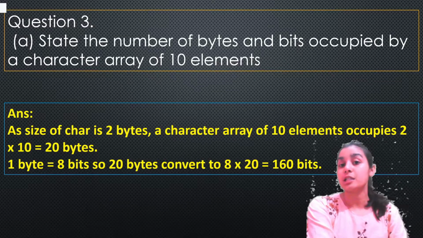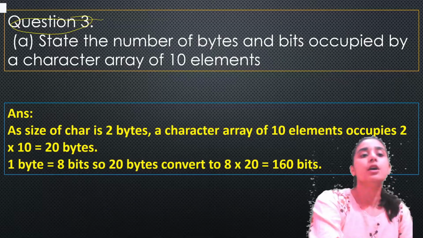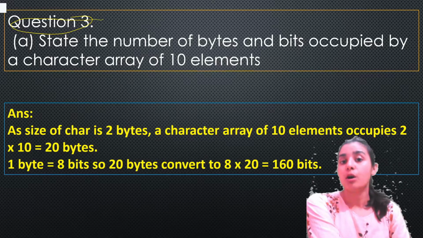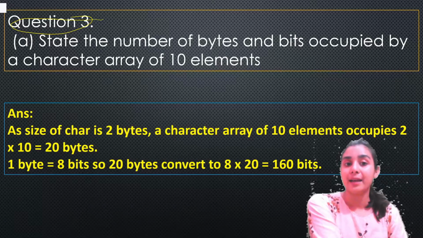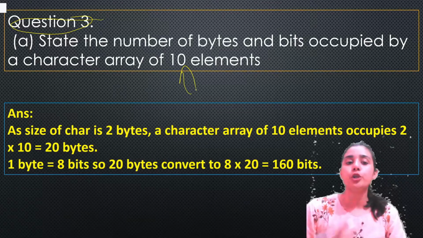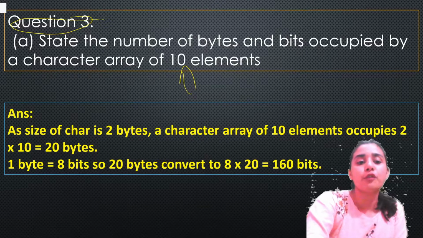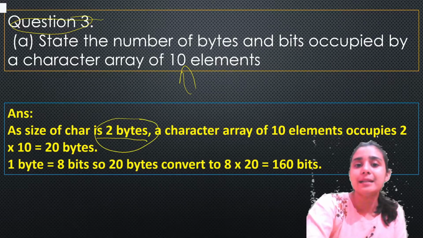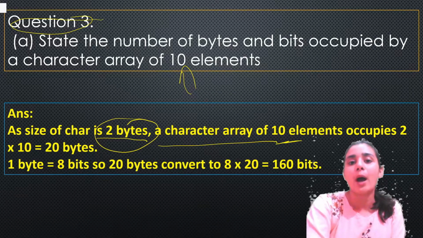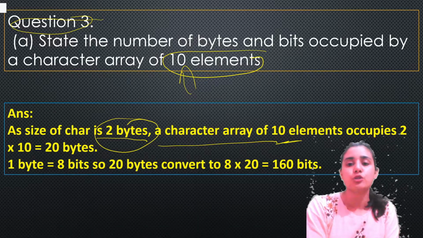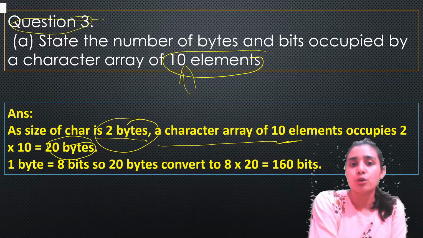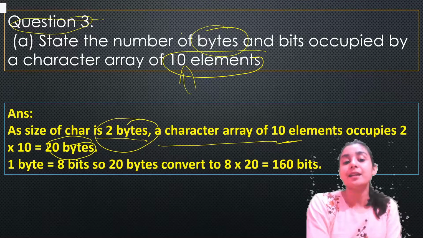We have already discussed the 2 parts. This is my next part, question number 3. In this question: state the number of bytes and bits occupied by a character array of 10 elements. First of all you should know that the size of char is 2 bytes. So a char array of 10 elements, why 10 elements? Because it's given in the question. So 10 elements occupy 2 multiplied by 10, that is 20 bytes. It is asking that you give the answer in bytes.